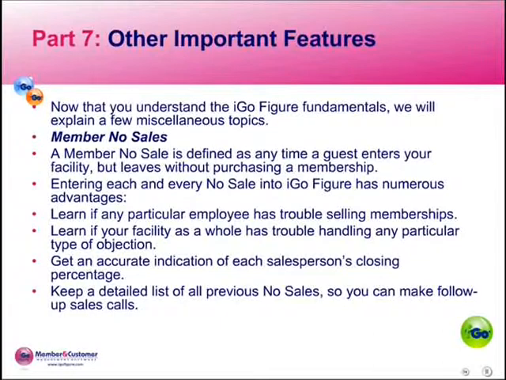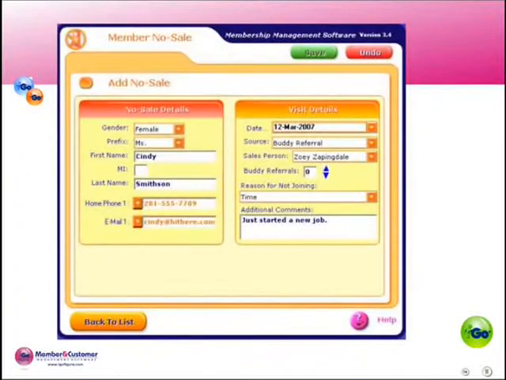You will get an accurate indication of each salesperson's closing percentage. And you can keep a detailed list of all previous no sales so you can make follow-up sales calls. Entering a no sale into iGo Figure is extremely easy.